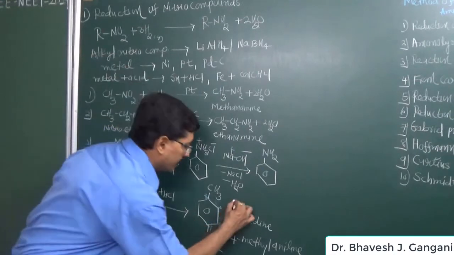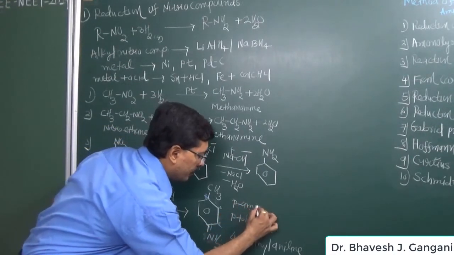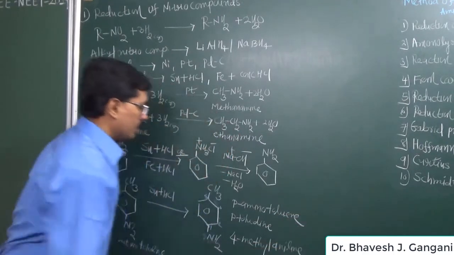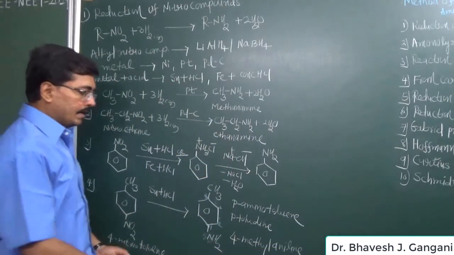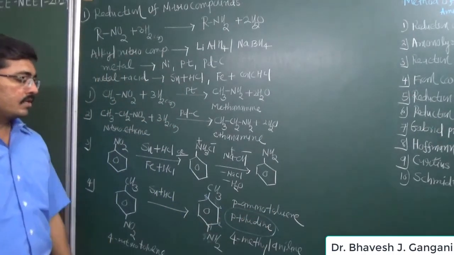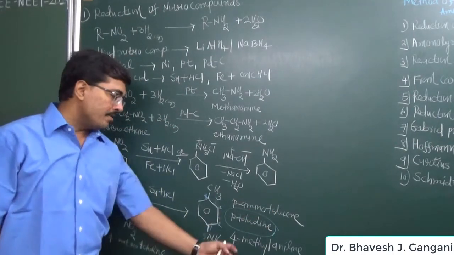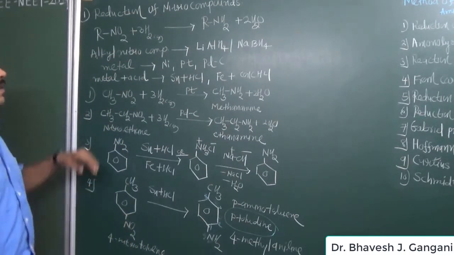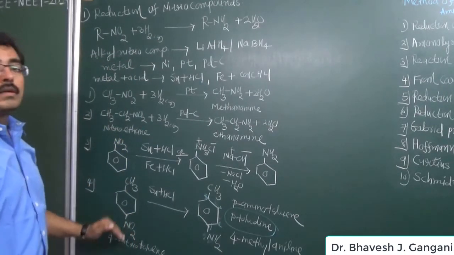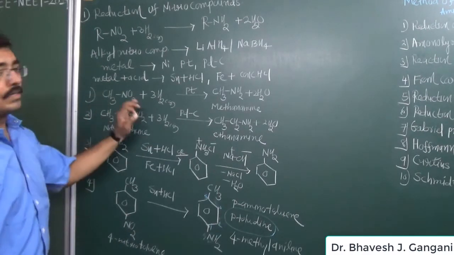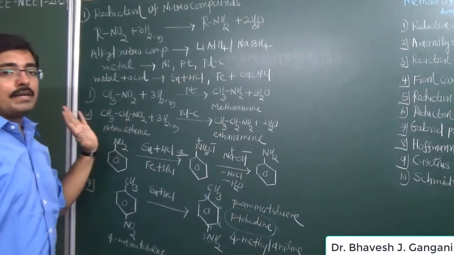Commonly it is also known as para-aminotoluene. So when an amino group and a methyl group are present, then the common name of this structure is para-toluidine. The IUPAC name we can give is 4-methyl-aniline. So it is observed that a variety of nitro compounds can be reduced by using this method, and as a result we get an amine compound.